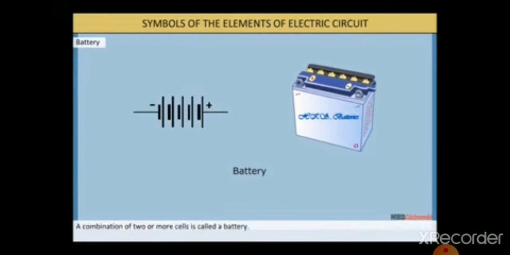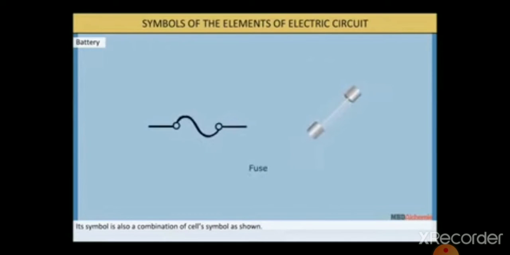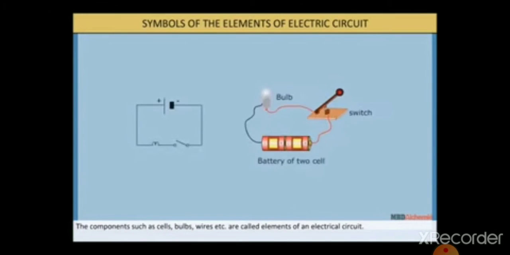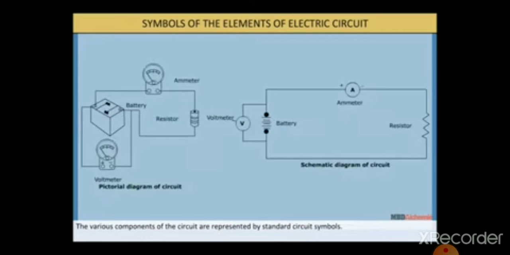And after this, combination of two or more cells is called a battery. As you can see the symbol of battery. Now, fuse is the safety device in the electric circuit, and the components such as cell, bulb, wire are also the elements of an electrical circuit. And the various components of circuits are represented by standard circuit symbols. You can see the standard symbols, and it is much easier to draw a circuit diagram using symbols.